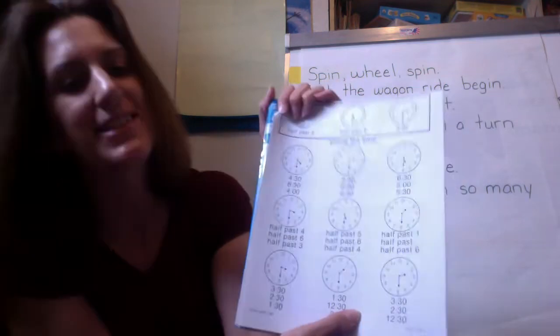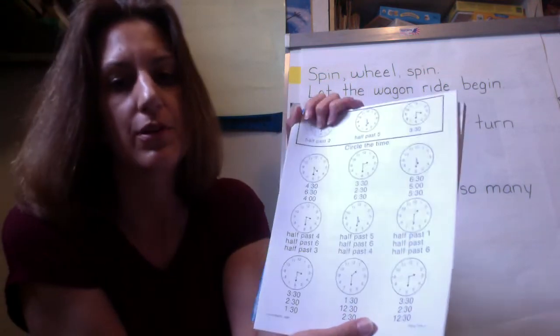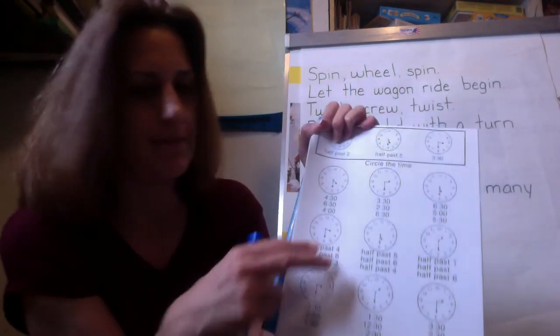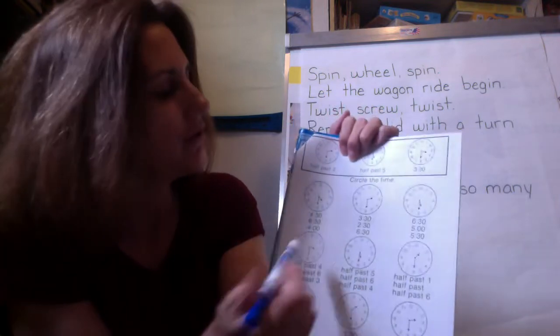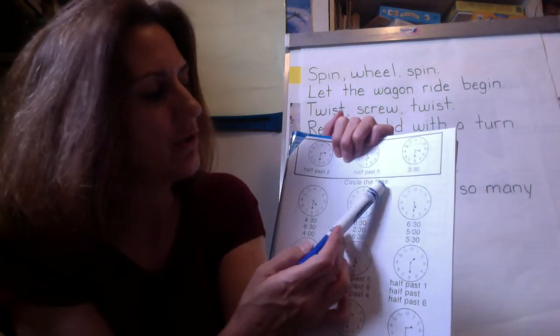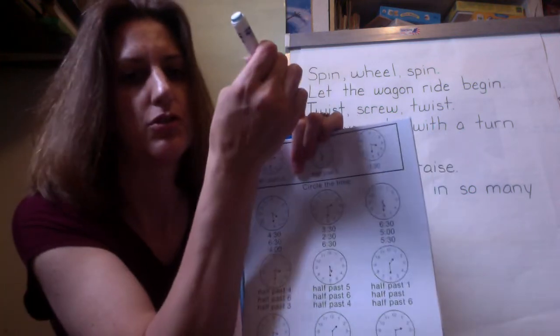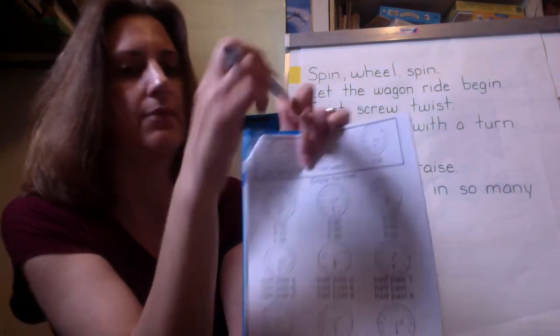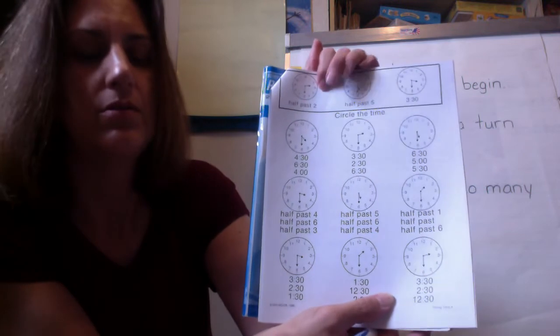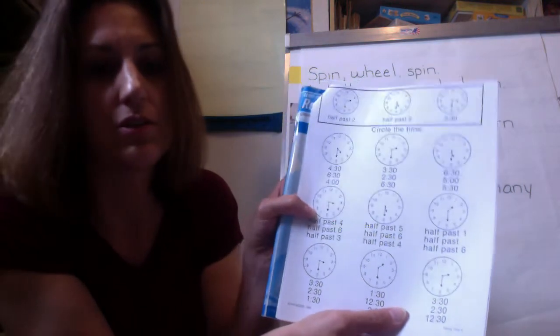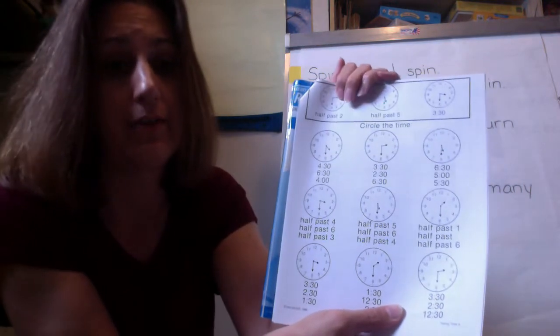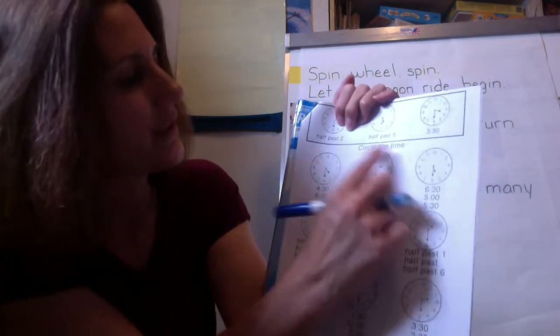But we're going to continue in our time packet. So we're just going to go to the very next page that we have finished on from yesterday. So this one just says circle the time. So we're simply just going to look at this and circle the time. I'm just going to do a couple pages with you, and then you're going to do the rest of the packet by yourself today. Okay, so this one says circle the time.